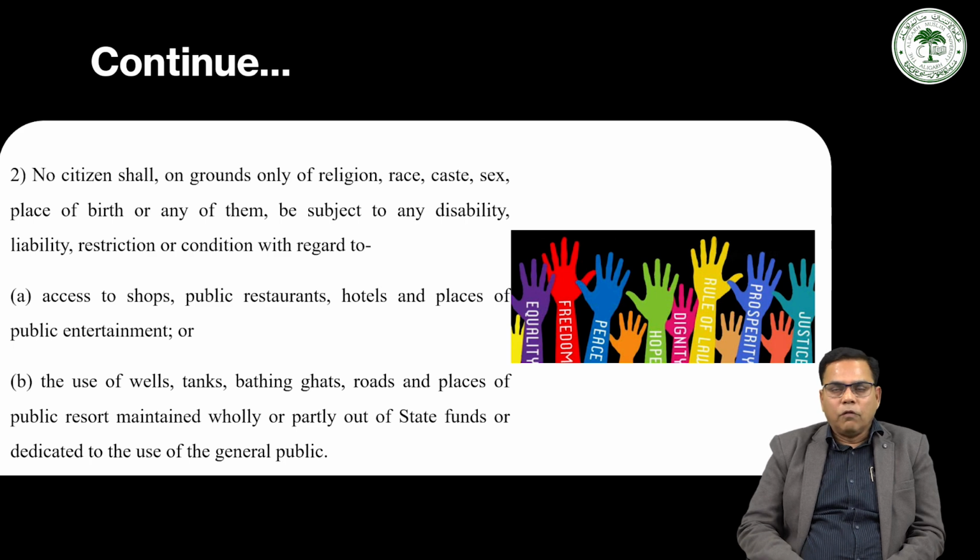For example, before the commencement of the constitution, people from the so-called untouchable caste, former untouchables, very derogatory, of course, were not allowed to draw water from the wells and tanks where people from the general caste or the upper caste used to take water. This was the reality in the country. So the constitution is abolishing all these things.